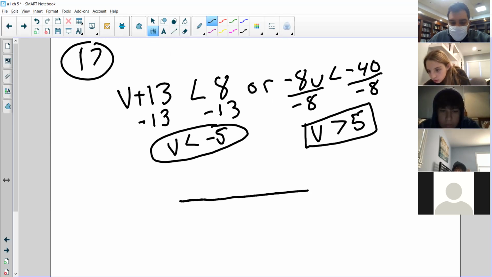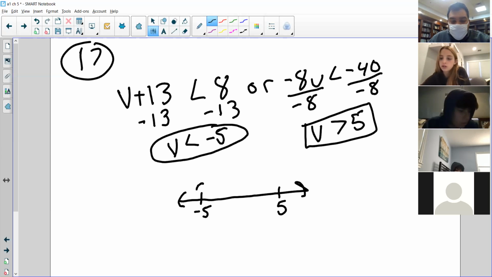Mr. Tobe, I have a very important question. Hold it. And then -5 over here and 5 over here. So you want to do each one separately, and particularly to Rachel's question, how to graph it. So v is less than -5. So I have an open circle, and v is smaller than -5, so I go to the left.